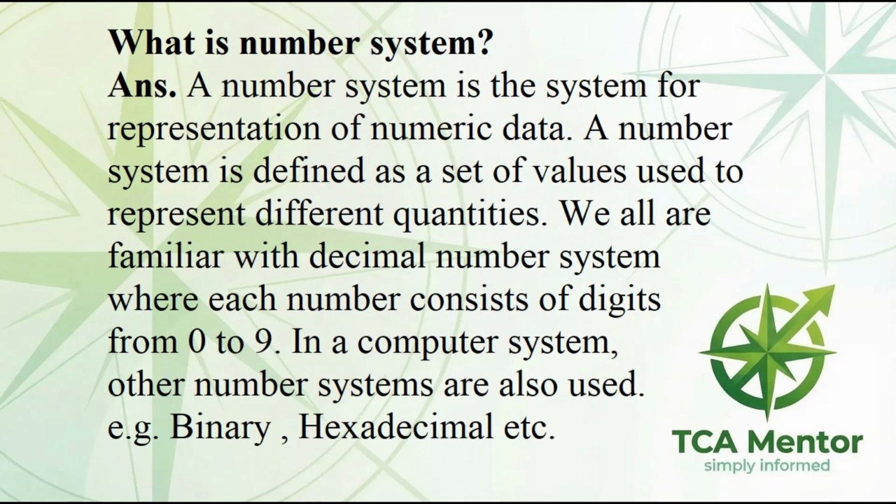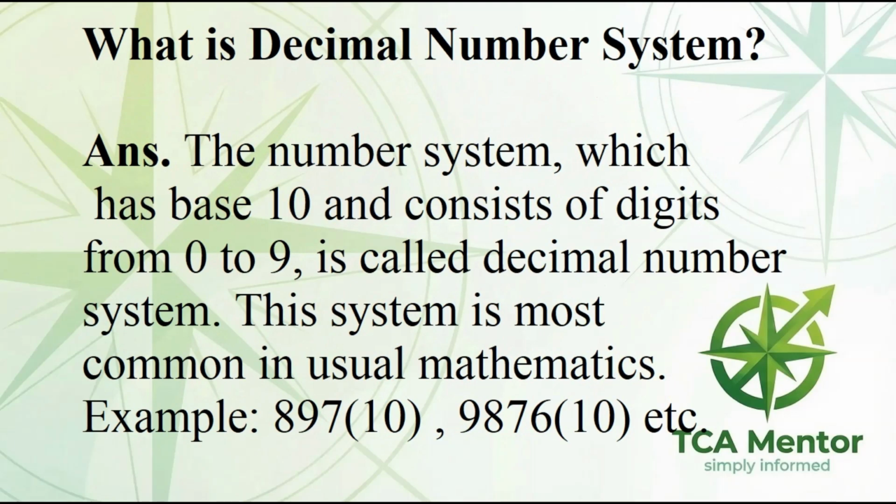What is number system? ANS. A number system is a system for representation of numeric data. A number system is defined as a set of values used to represent different quantities. We all are familiar with decimal number system, where each number consists of digits from 0 to 9. In a computer system, other number systems are also used, e.g. binary, hexadecimal, etc.